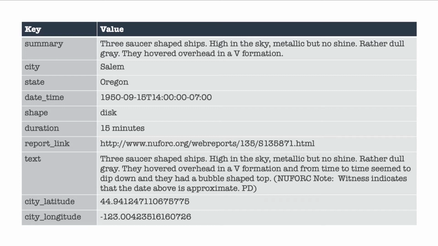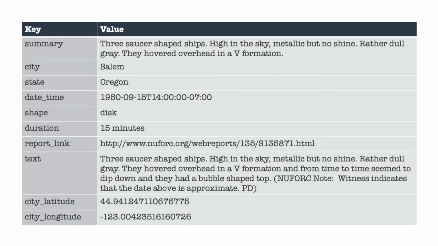Got a duration, which is mostly for humans to read. They put it in like 15 minutes or 3 hours. So it's, a couple days. It's in those terms. Link to the report, which you go to that URL, you could read the full text of the report. And some of these are just delightful to read. So, if you're bored and you want to go find something, pick a random UFO sighting and just read it and study it.